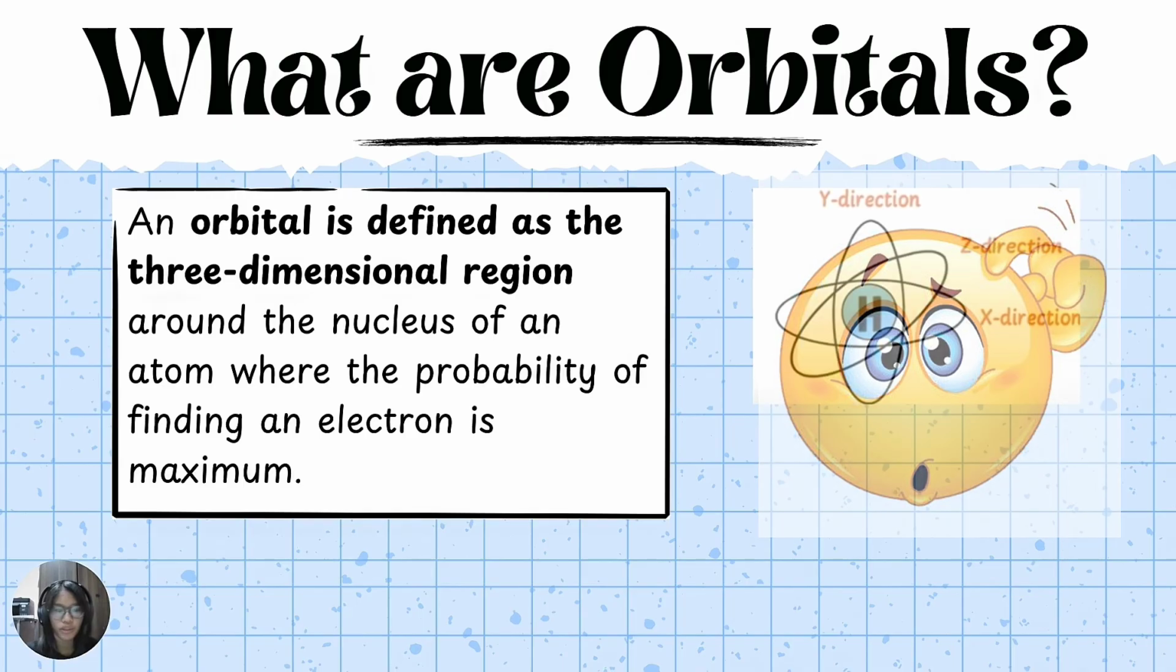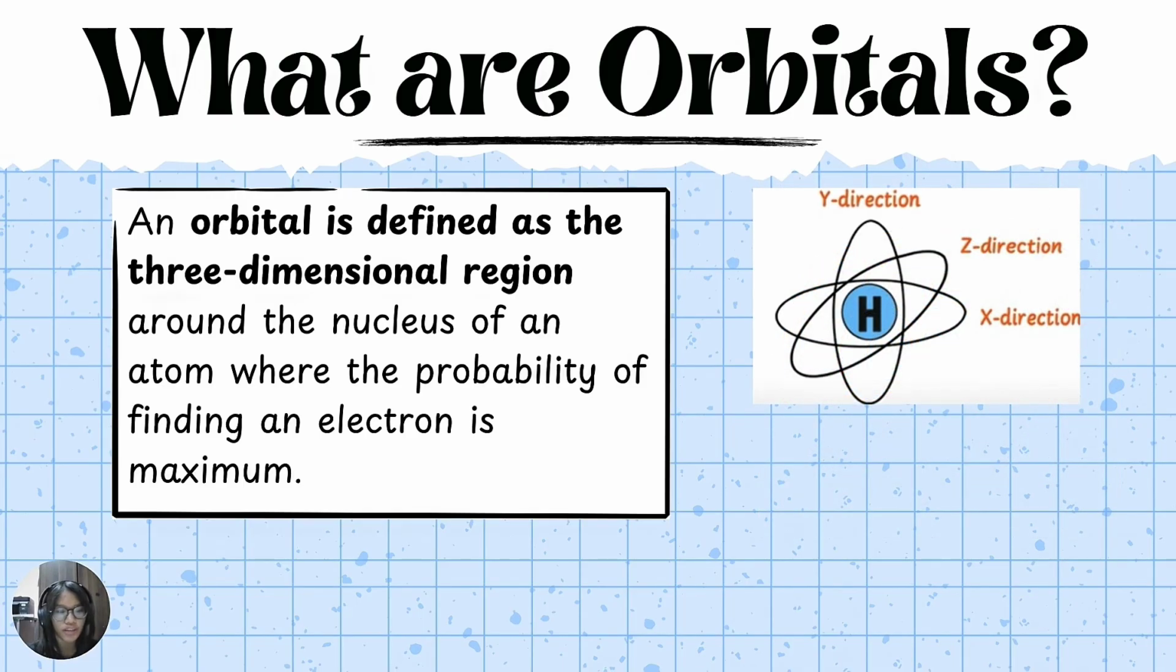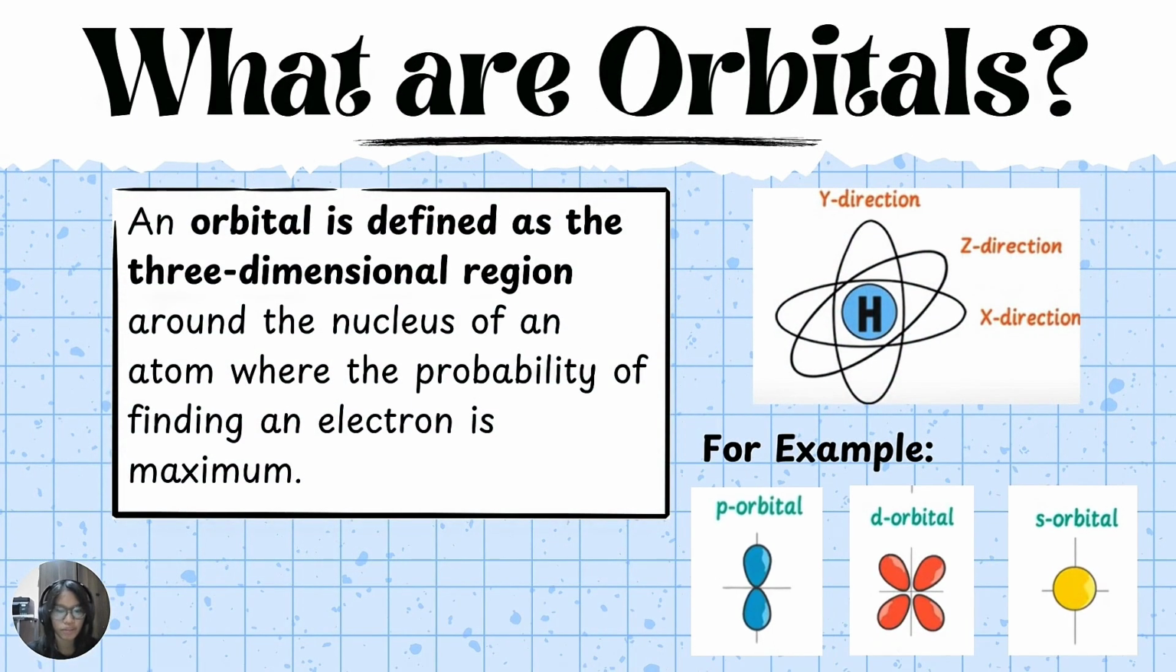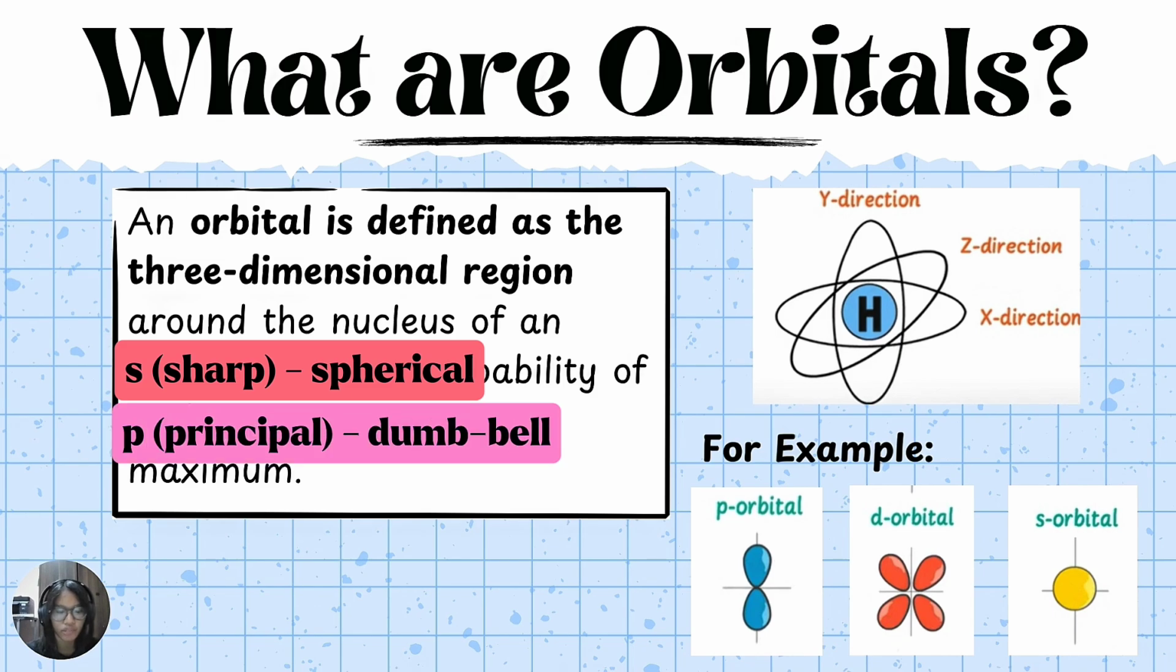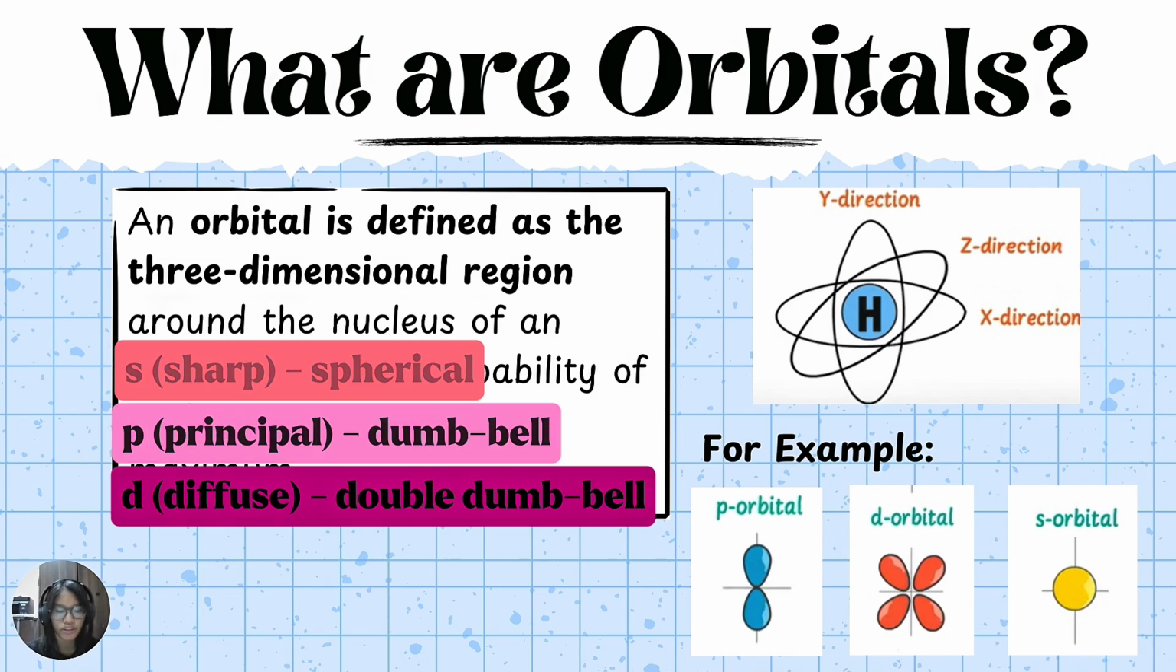What are orbitals? An orbital is defined as a three-dimensional region, aka the spherical region, around the nucleus of an atom where the probability of finding an electron is maximum. The electron is constantly revolving around the nucleus. The electron is either revolving in the x direction, z direction, or the y direction. Here are some examples: S orbital or spherical, p orbital or dumbbell, d orbital or double dumbbell.